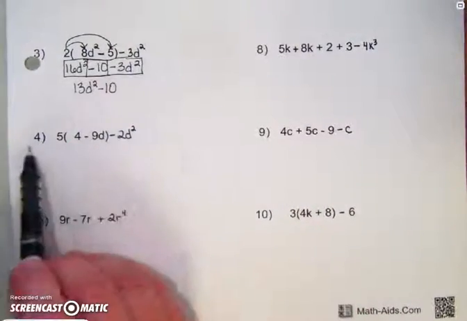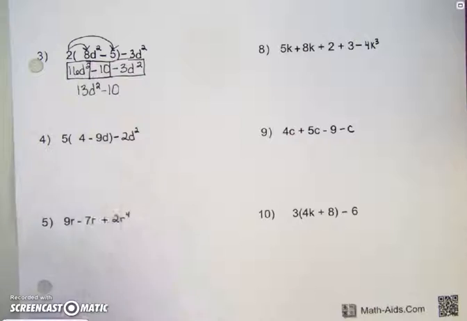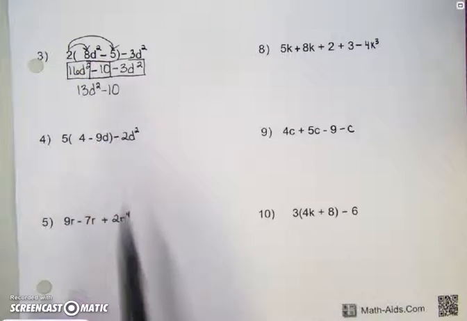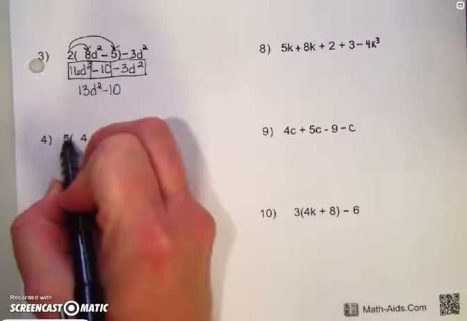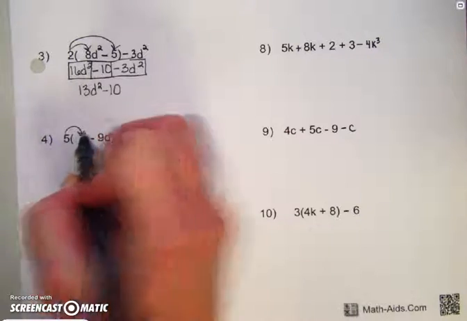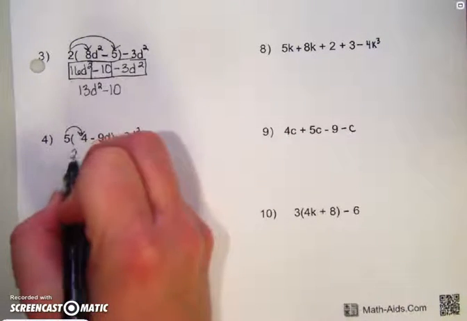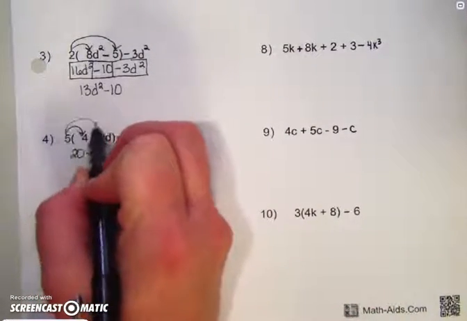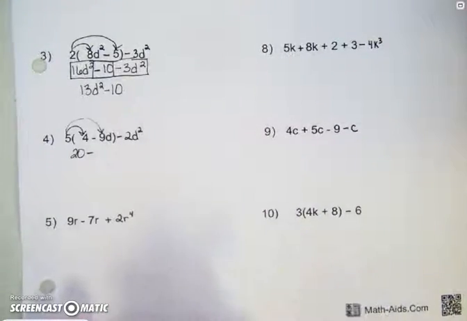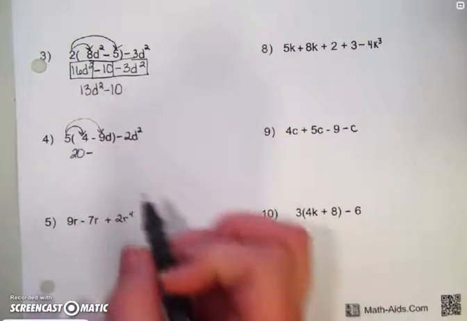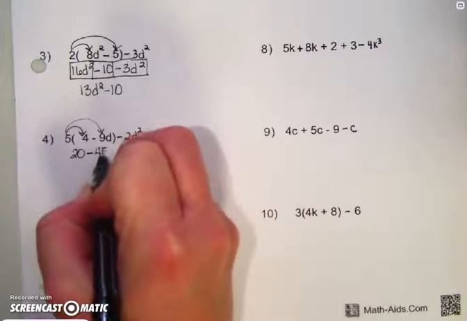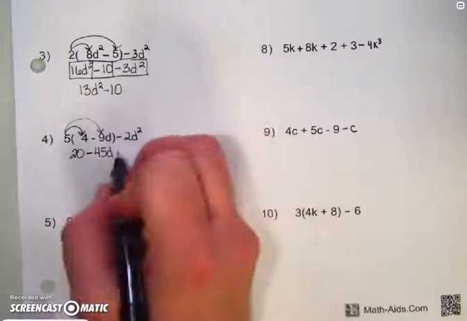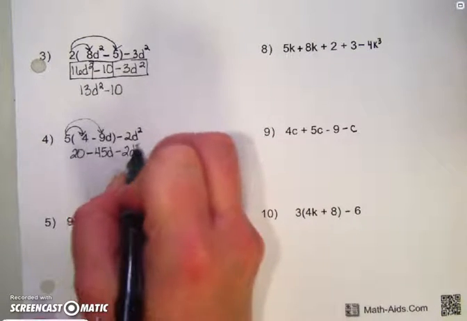Our next problem is number 4. We have another set of parentheses, and we're going to do the same thing that we did in problem number 3. We have to use the distributive property. So we're going to distribute this 5 to the 4. 5 times 4 gives us 20. Bring down our minus sign, and then we're going to distribute that 5 to 9d. So 5 times 9d is 45d. And we've got to bring down the rest of our expression, minus 2d squared.